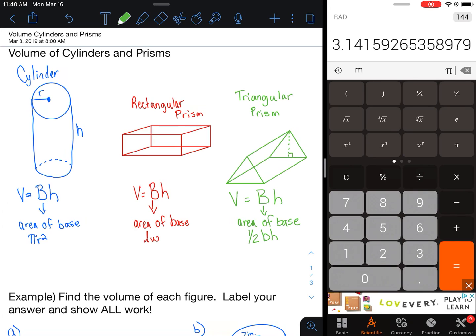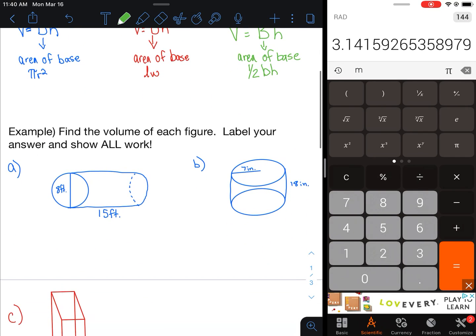And then a triangular prism, the area of a triangle is 1/2 of the base times the height of the triangle, not the actual prism itself, which means half of a rectangle. That's why triangles are half of base times height. So I'm going to go ahead and work out these examples below.